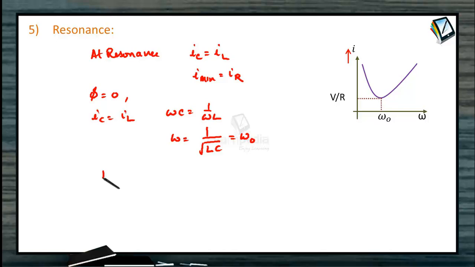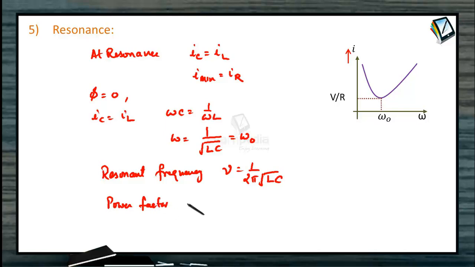So if you want to calculate resonant frequency, nu is equal to 1 by 2 pi under root of LC. Here phi is equal to 0. So power factor will be maximum. Power factor, that is cos phi, is equal to 1. It is maximum at the minimum current which we considered.